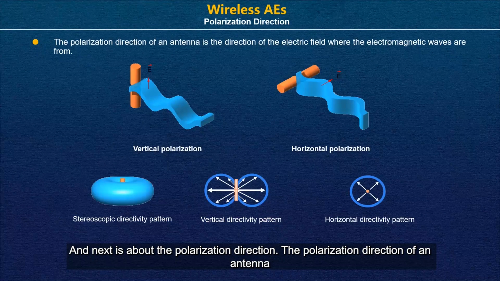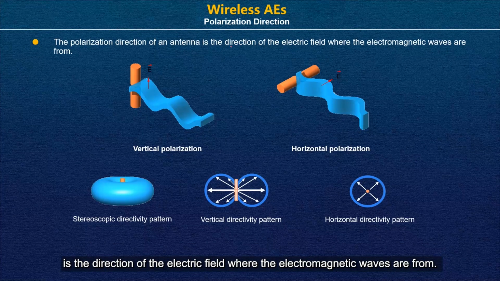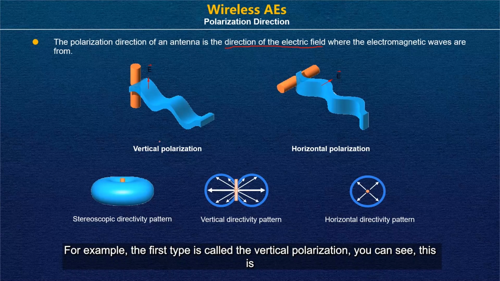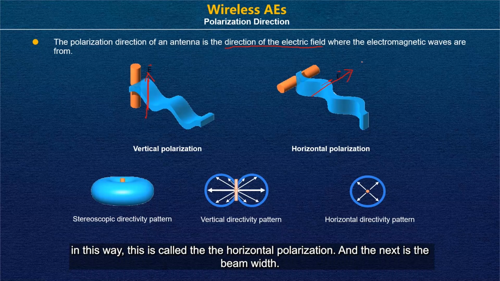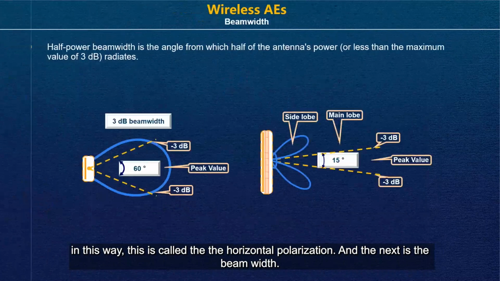Next is the polarization direction. The polarization direction of an antenna is the direction of the electric field where the electromagnetic waves are formed. For example, the first type is called vertical polarization. You can see this is the direction of the polarization. And the next is horizontal polarization, which is in this way. And next is the beam width.